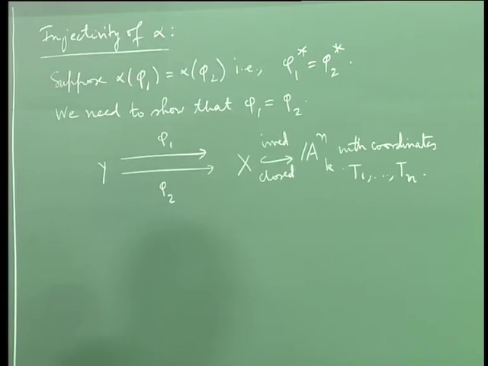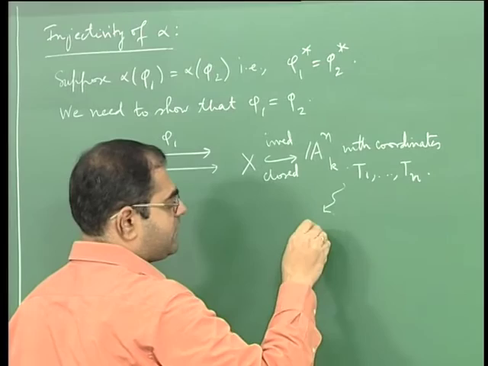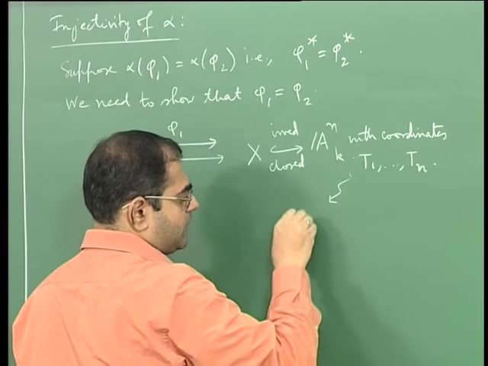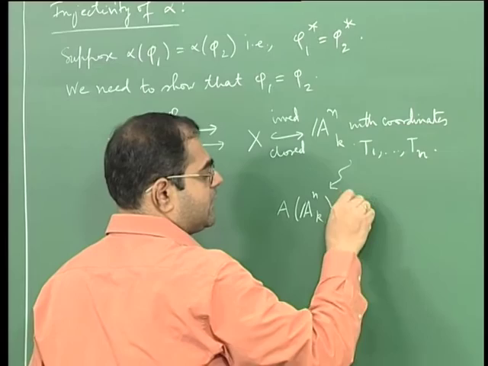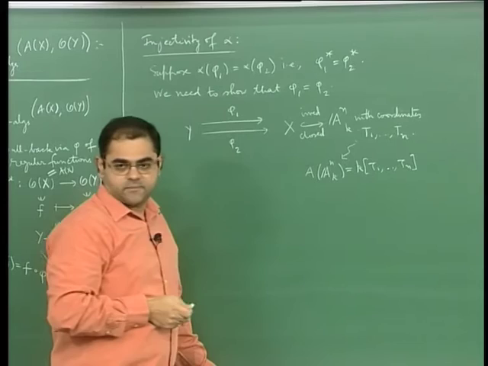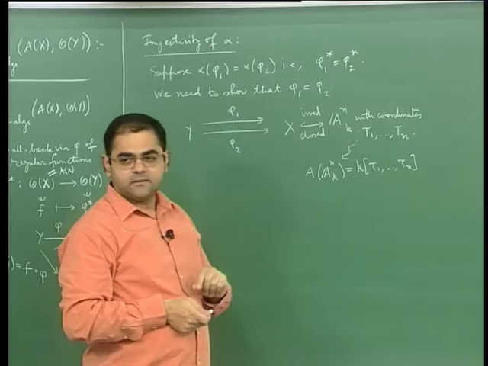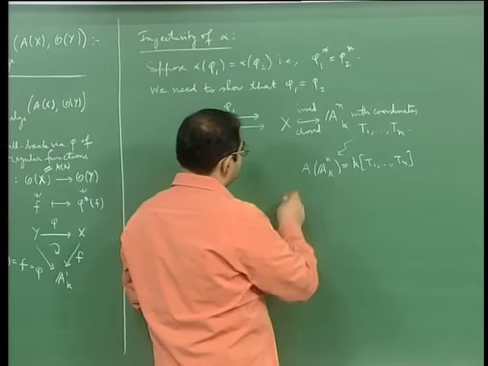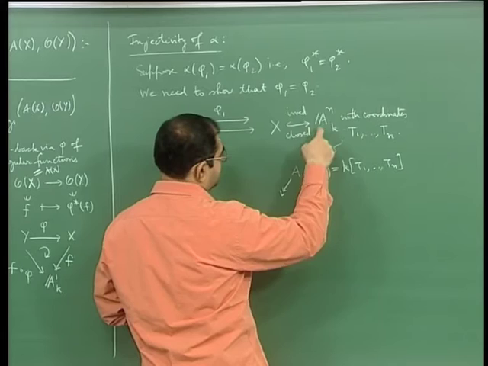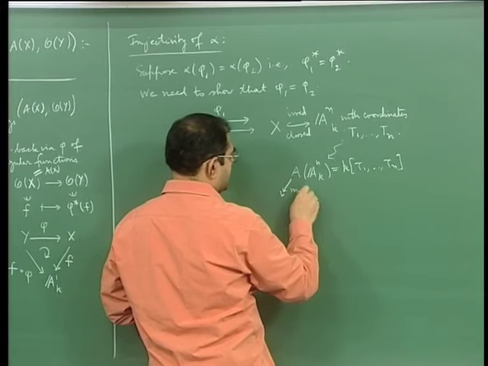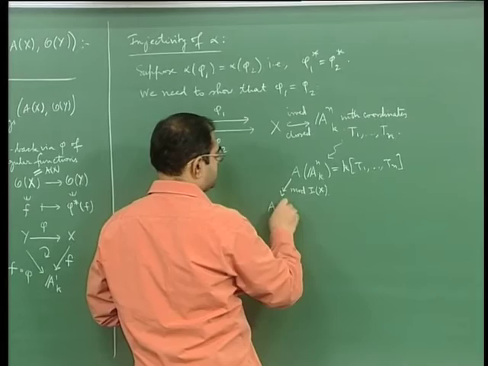So when I say An with coordinates t1 etcetera tn, what it means is that I'm just saying that if you take the ring of polynomial functions on An, I'm identifying it with k polynomial ring in t1 etcetera tn, okay. This is what it means. The choice of variables in the ring of polynomials in An will also give you the labels for the coordinate functions, okay. And what happens is that this is an irreducible closed subset, therefore if I go mod the ideal of x, which is going to be a prime ideal, I'm going to get A of x, okay.